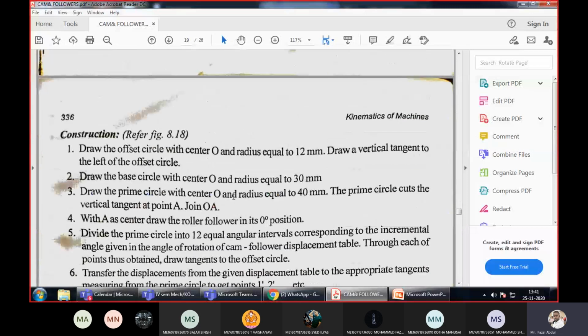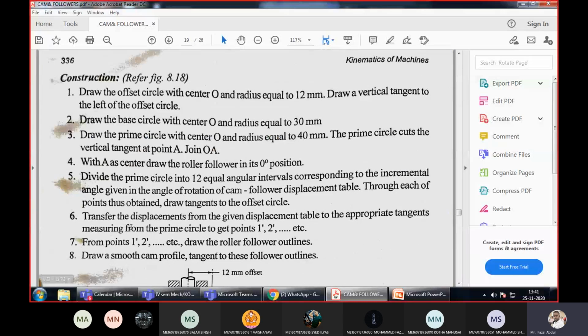So this one, what is the sixth point? Transfer the displacement from the given displacement table to the appropriate tangents, measuring from the prime circle, to get the points 1 dash, 2 dash, 3 dash, 11 dash, etc.